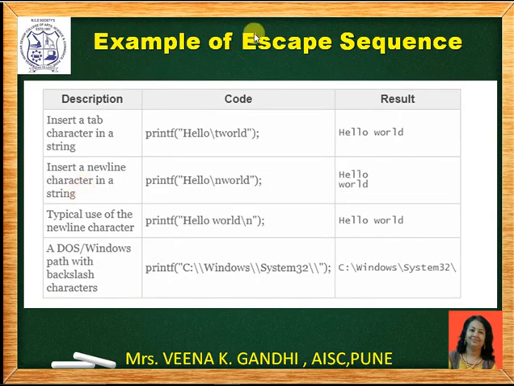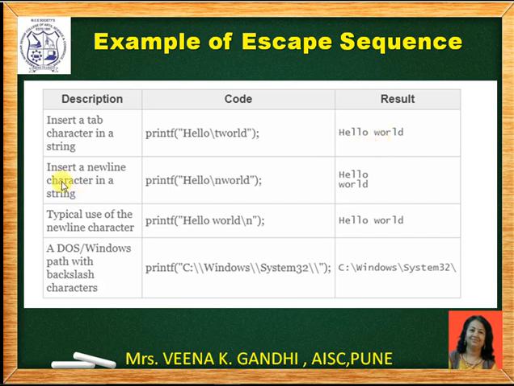This is an example of escape sequences. Here, first we want to insert a tab in a string. So printf("hello \t world") uses \t for horizontal tab. So \t, and after that the word. It will add spaces between hello and world. Normally one tab means 8 or 4 spaces.